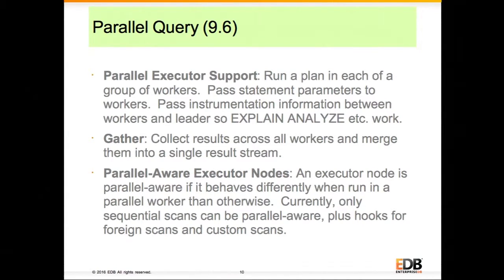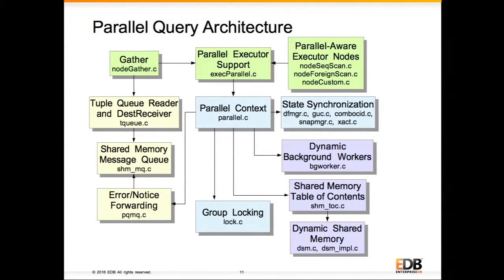We say an executor node is parallel aware if it does something different because it is in a parallel context than what it would do if it were run in a non-parallel context. So right now, sequential scans are the only node that is parallel aware, which is why they have to be used on the driving table of the query in order for parallel query to be used. There are hooks for foreign scans and custom scans. So in theory, you could make those parallel aware as well, but I'm not aware that anyone has actually done it yet. So those are the pieces.